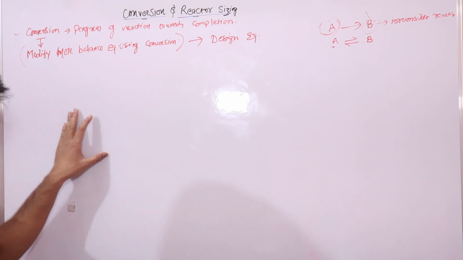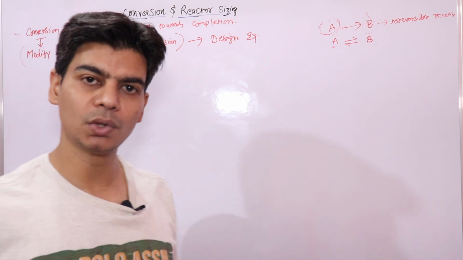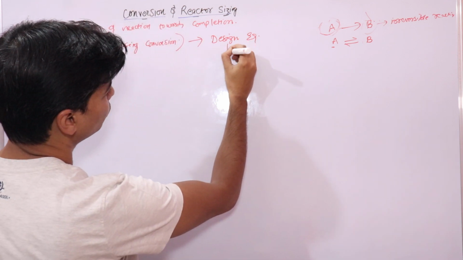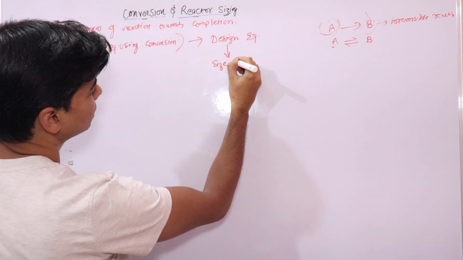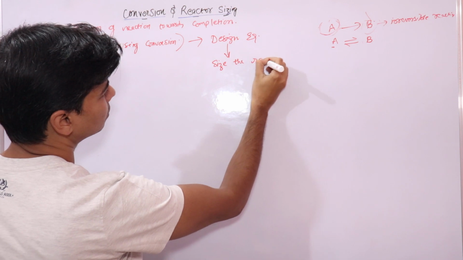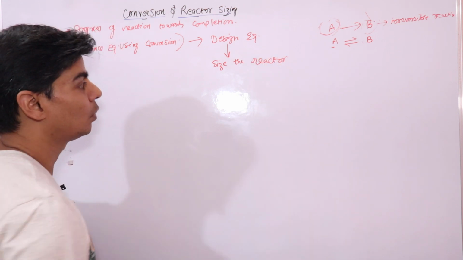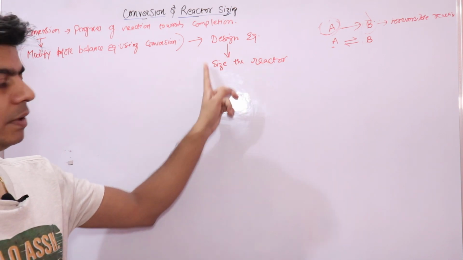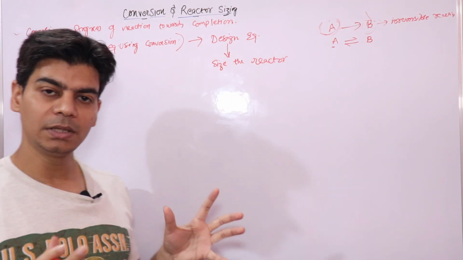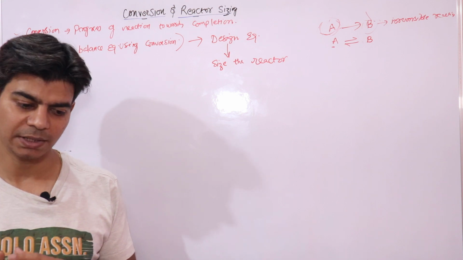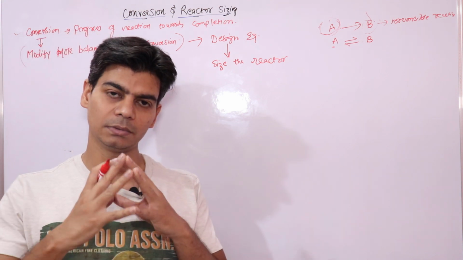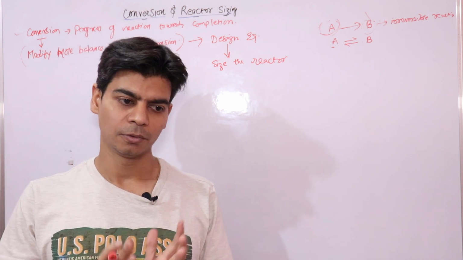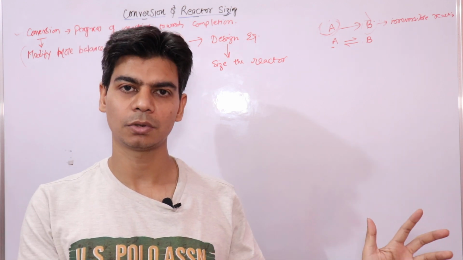If you have the design equation, then you can go ahead and size the reactor, right? Once you have the design equation, you can size the reactor. Now what do we mean when we say size the reactor? By sizing the reactor, we mean determine the volume, right? Sizing the reactor means the volume of the reactor required for the specified amount of conversion.